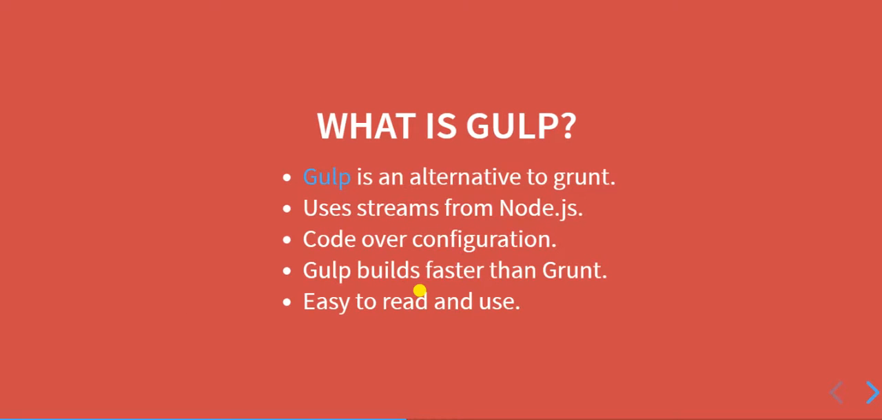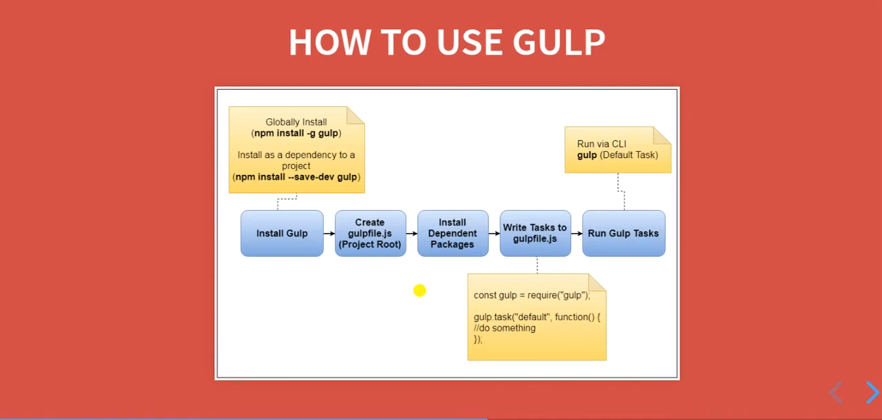What is gulp? Gulp is an alternative to grunt. It is also a build tool, a task runner. It uses streams from Node.js. It's code over configuration. Gulp is very fast compared to grunt and easy to read and use. So to install gulp, you do npm install gulp. Then you create a gulp file, install dependent packages and write tasks in the gulp file. Finally, we can run gulp tasks.